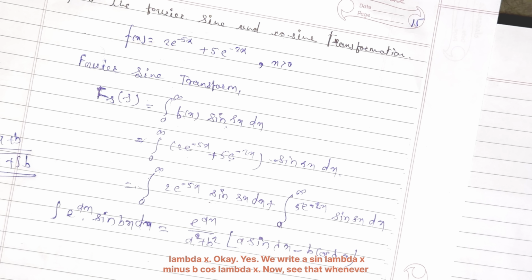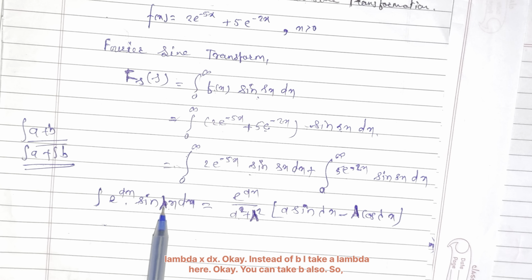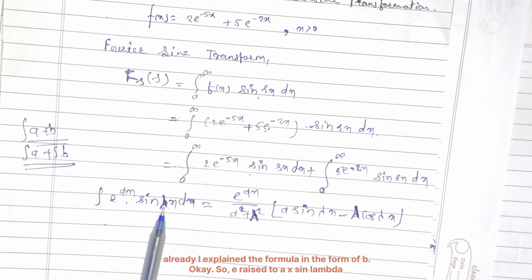Now see that whenever we have an integral in the form of lambda, in such a case we consider it as a sin(λx) plus b cos(λx). But instead of lambda we have s here, so we are going to replace these values. In our next step we write e^x sin(λx) dx. Instead of b I have taken lambda here. You can take b also, but I already explained the formula in the form of b.